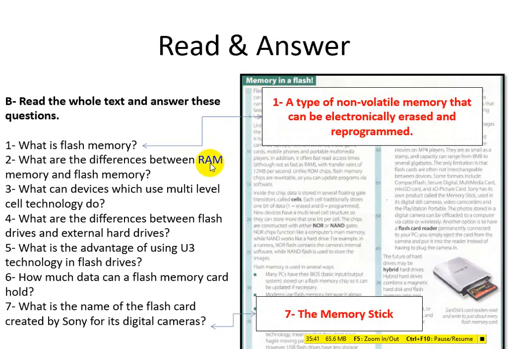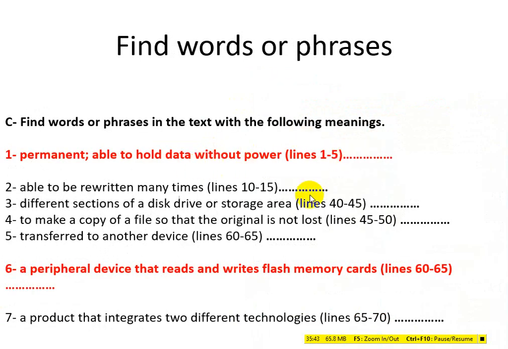Okay, so you look at that text, you'll find the word permanent, okay, which is non-volatile. If you look at the concept of non-volatility, non-volatility means permanent. Okay. Number 2, able to be written many times. Able to be written many times.